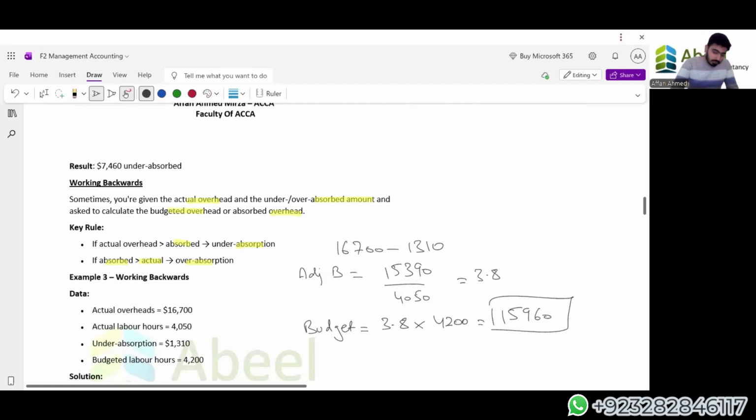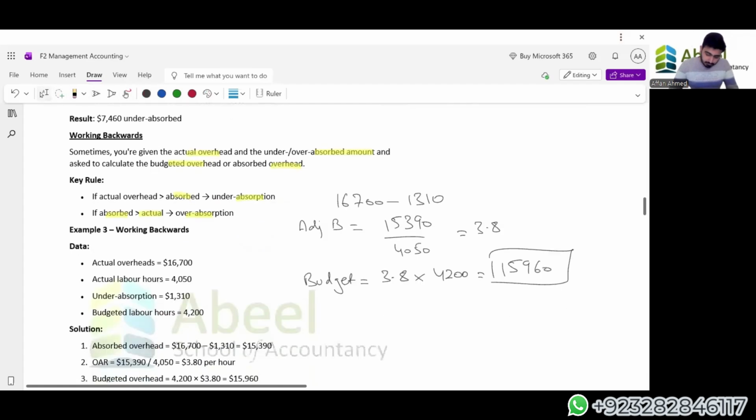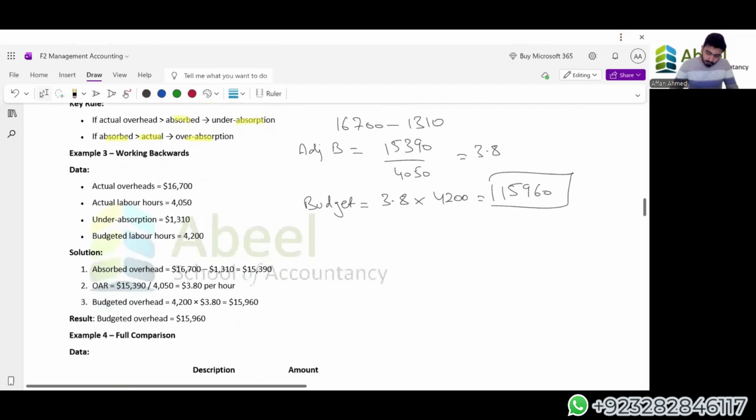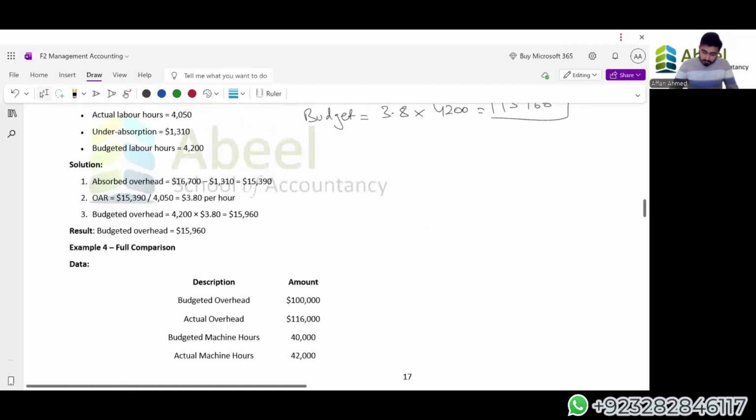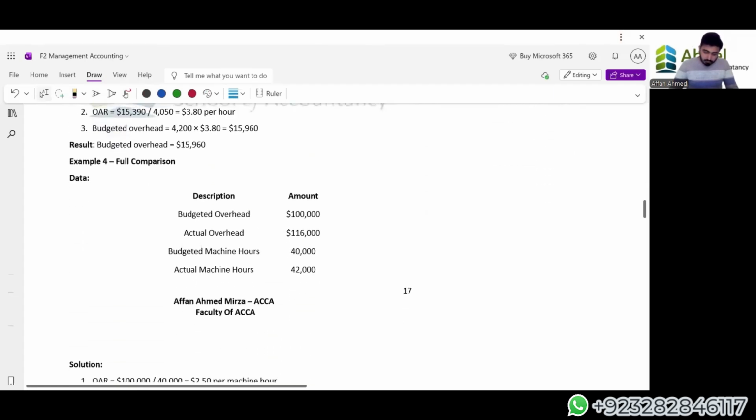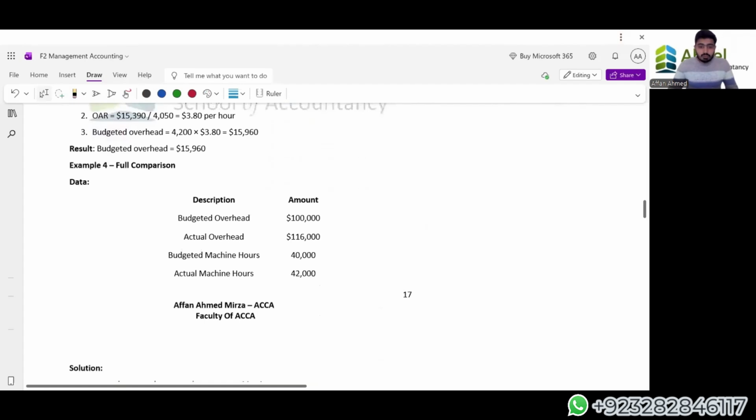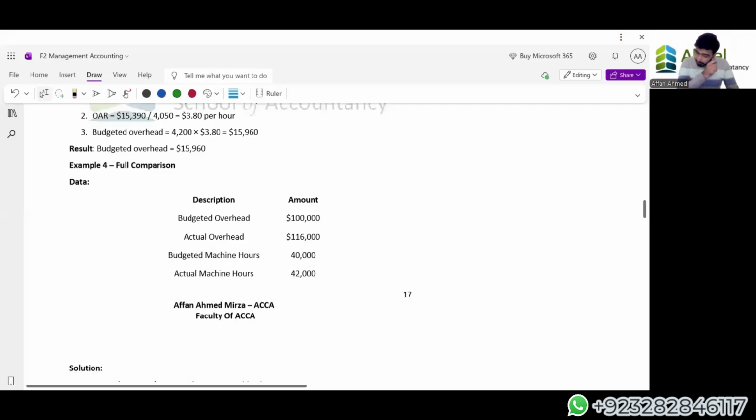Okay, now we have one last question that has a full comparison, a detailed question. I want you guys again to pause the video, solve it together, and then we'll discuss it. Okay, now I believe that you have solved it again. Now let's solve it together. Budget overheads are 100,000, actual overheads are 116,000, and the same situation again that we were doing.